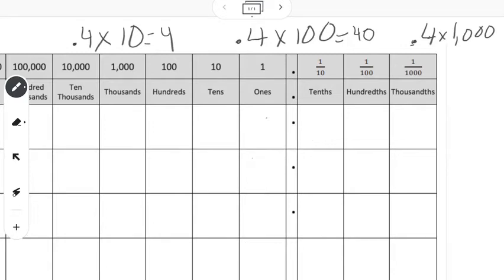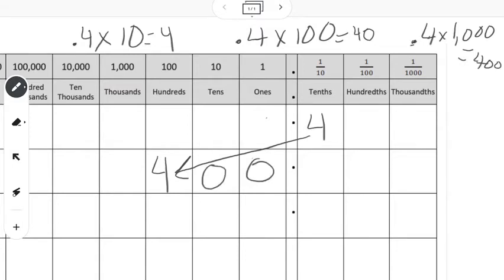The last time again, 4 tenths. So we'll put our 4 tenths there. And this time we're multiplying it by 1,000. So 1,000, it's 3 place values over. So our 4 now goes to the hundreds. 4 hundreds is the same as 400, if we write it like that. So again, I have nothing in the tens place, so I'm going to put a 0 there. And I have nothing in the ones place, I'm going to put a 0 there. And there's my number 400.